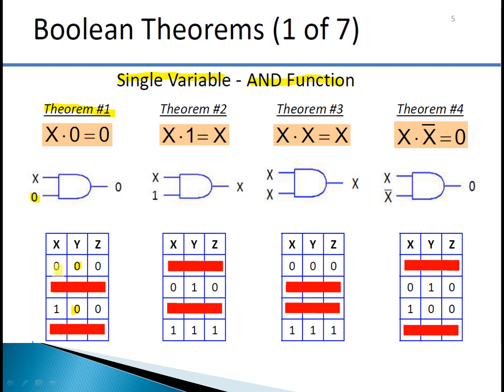So let's consider first x value 0. So 0 dot 0 equal to 0. Just multiply these x and y values. 0 into 0 equal to 0. And next consider x value 1 and y value is already 0. So 1 into 0 equal to 0.